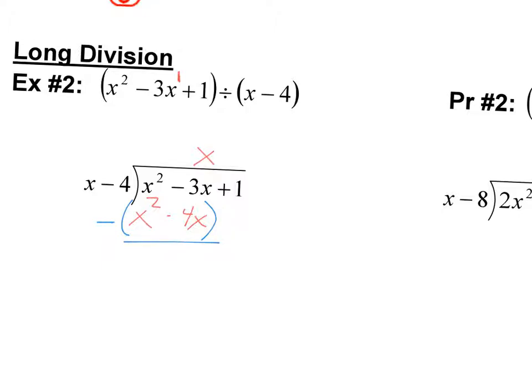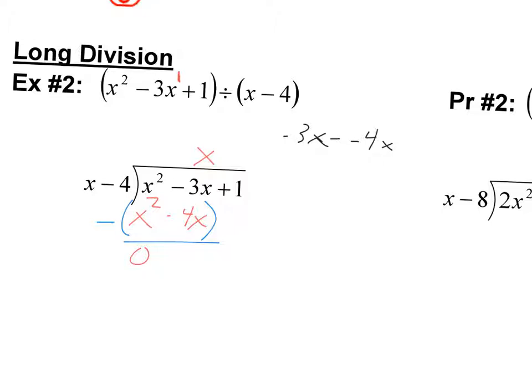Well, that's pretty easy because x squared minus x squared is 0. But this is where it gets a little tricky. I have a negative 3x minus a negative 4x. This might be hard to see this way, but what we're really saying, I'll write it over here on the side, is negative 3x minus negative 4x.